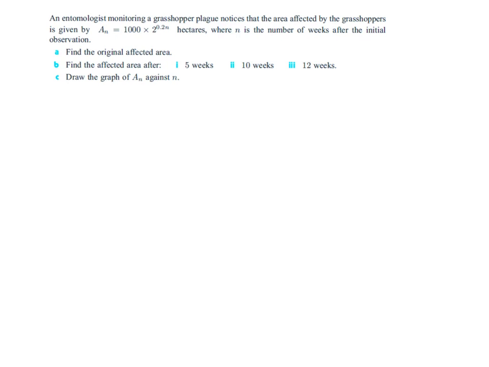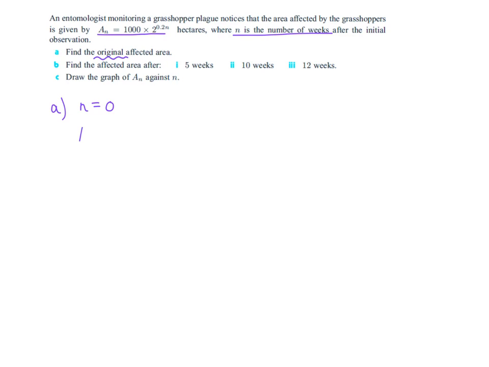An entomologist monitoring a grasshopper plague notices that the area affected by grasshoppers is given by A_n = 1,000 times 2 to the 0.2n hectares, where n is the number of weeks, so those are times after the initial observation. Find the original affected area. When it says original, initially, how many hectares are affected? So that's when time is equal to 0.